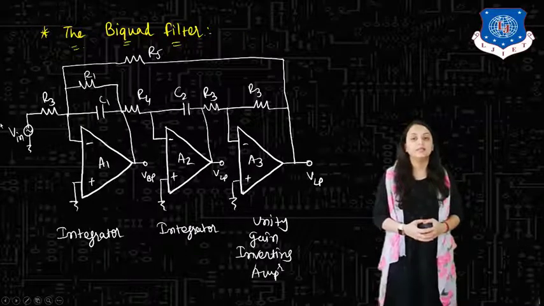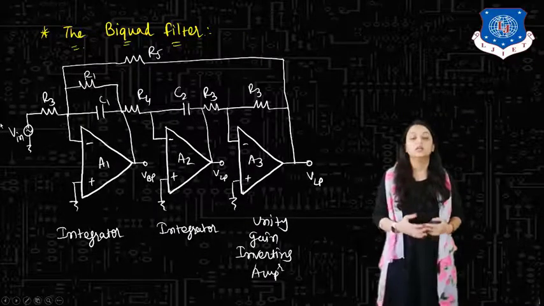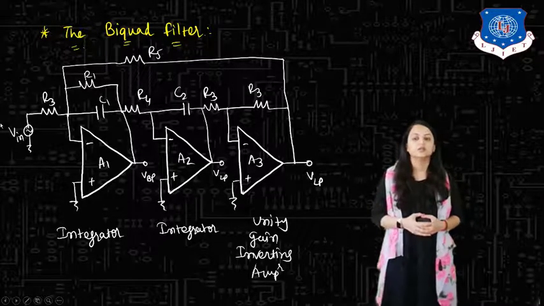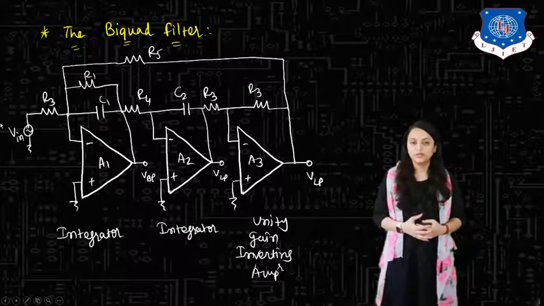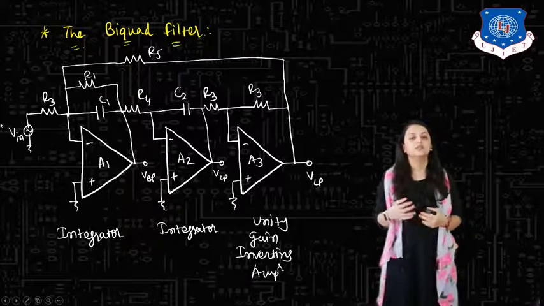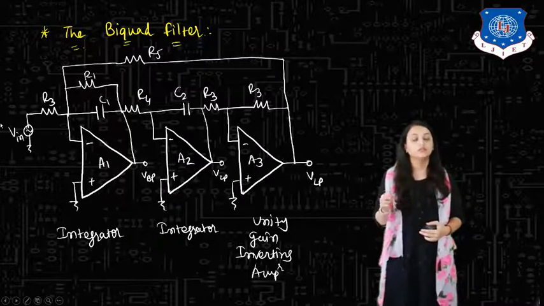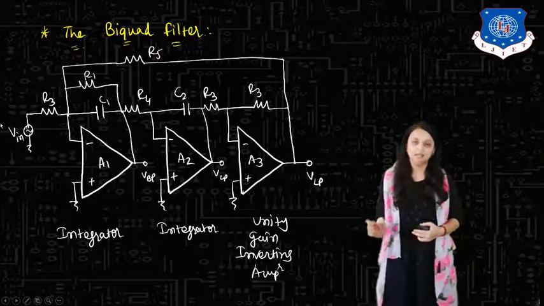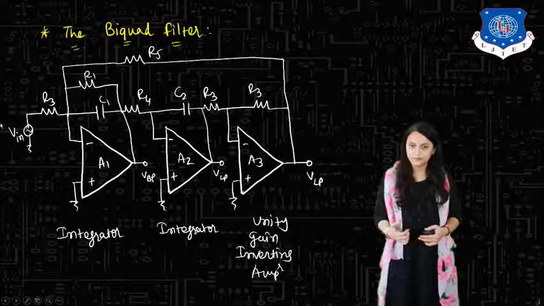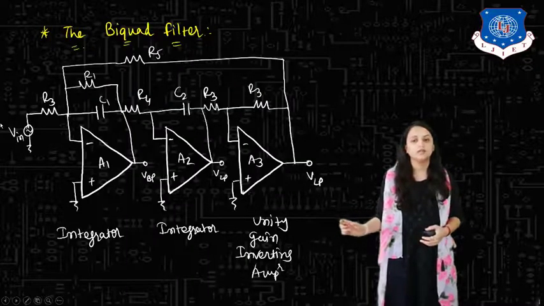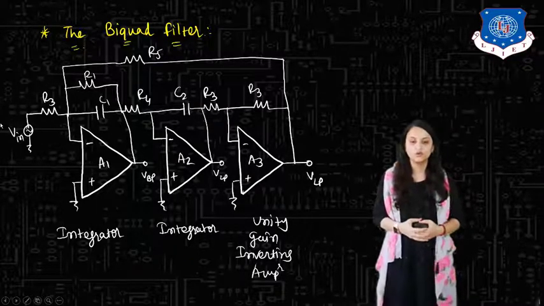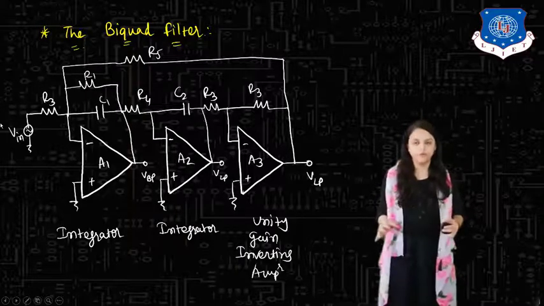Now, let us see the next, that is biquad filter. It is also sometimes referred to as biquadratic filter. So, to design the biquad filter, this is the circuit diagram. As you can see over here, there are again 3 op-amps. The first op-amp stage acts as an integrator. Second op-amp stage acts as an again integrator. And the third op-amp stage acts as the unity gain inverting amplifier. So, this arrangement obtains a biquad filter.